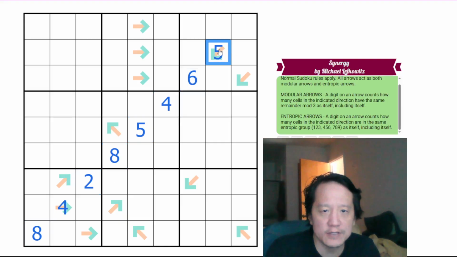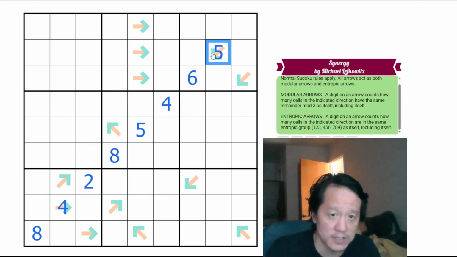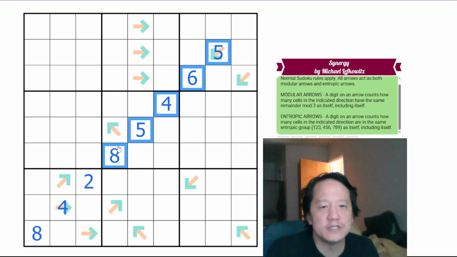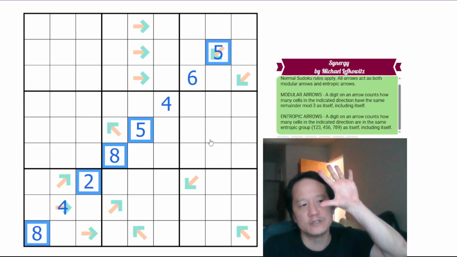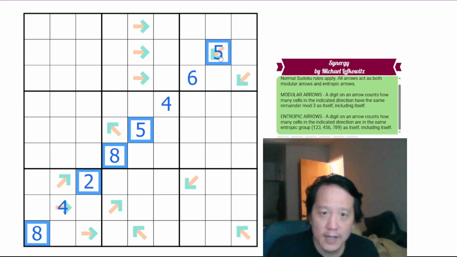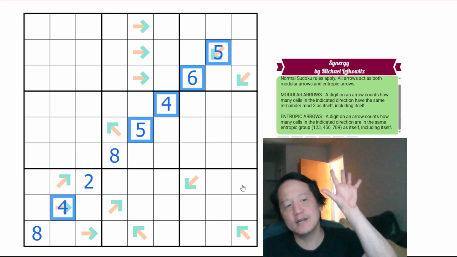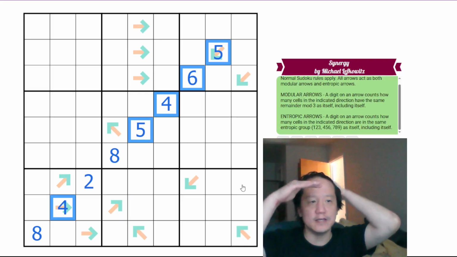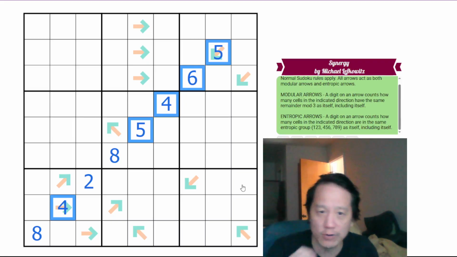Because along these 8 cells, because it sees the direct cells in this direction, including itself, how many digits are 2 mod 3 digits? Well, you have 2, 8, 2, 8, 5, and 5 here. That's 5 digits, which are 2 mod 3. How many digits are mid digits in these 8 digits? We have 4, 5, 4, 6, and 5. That's again 5 digits, which satisfies the middle set of the entropic arrows.